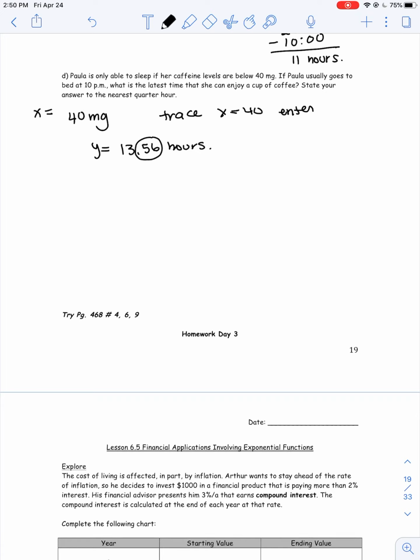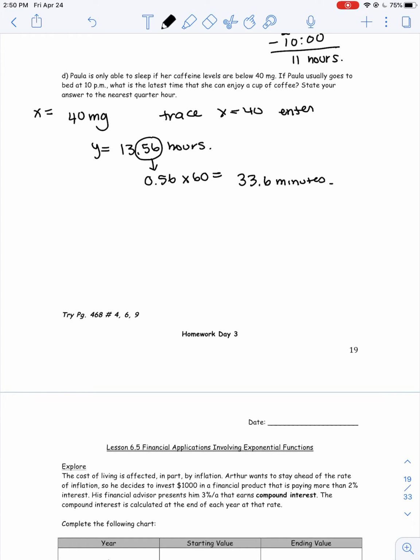So first we need to find how many minutes this is. We already know it's 13 hours, but we have 0.56 hours. So we need to take 0.56 and multiply by 60 to find out how many minutes have passed. So 0.56 times 60 gives us 33.6 minutes. So it's going to be 13 hours and 33.6 minutes.